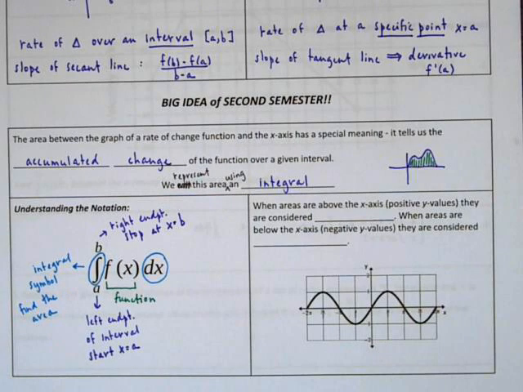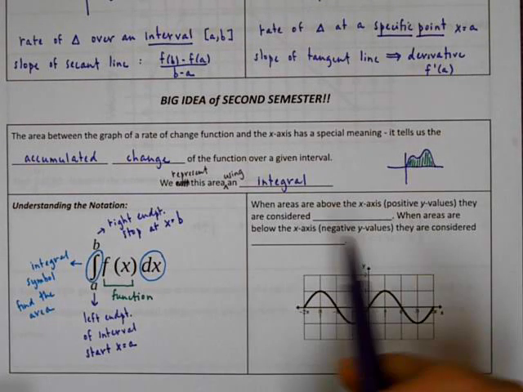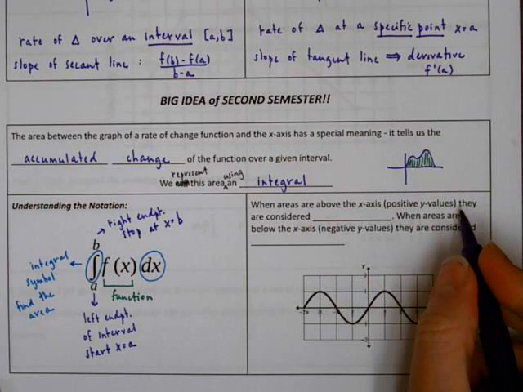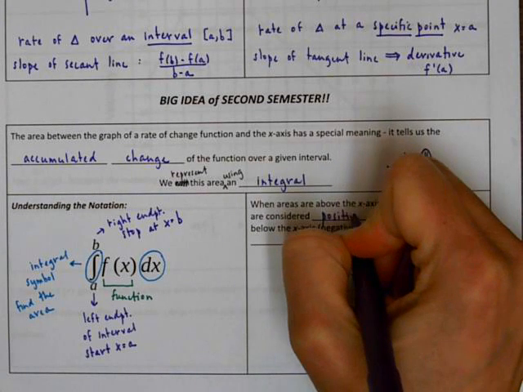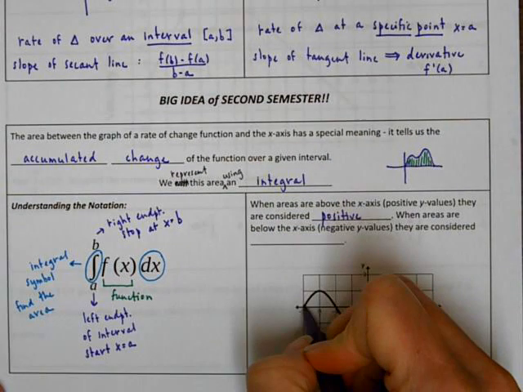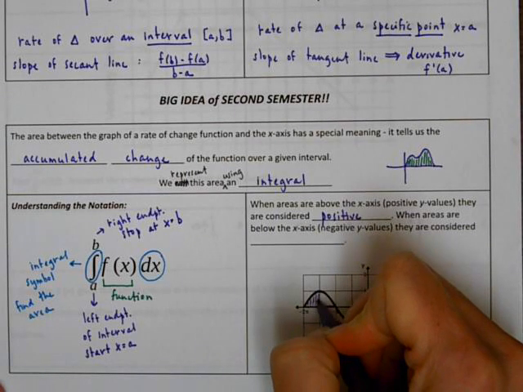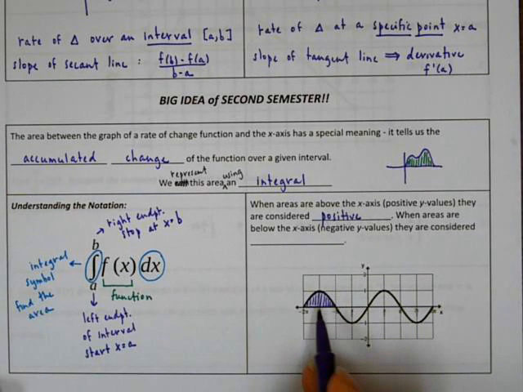Again, though, the big idea is when I see this integral symbol, for us it's really going to represent that area between the curve and the x-axis. So a second kind of big idea here is when areas are above the x-axis, so positive y values, they're considered positive. So let's look at this graph. I can see that between the curve and the x-axis, that area there is trapped, is above the x-axis, so that would be a positive area.